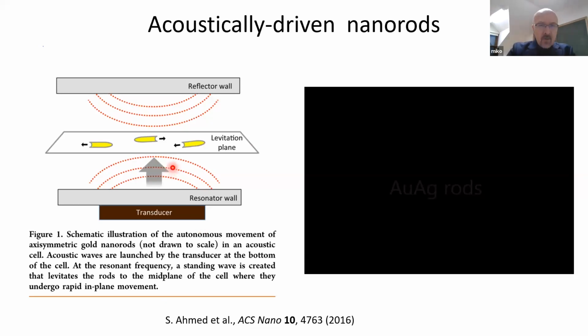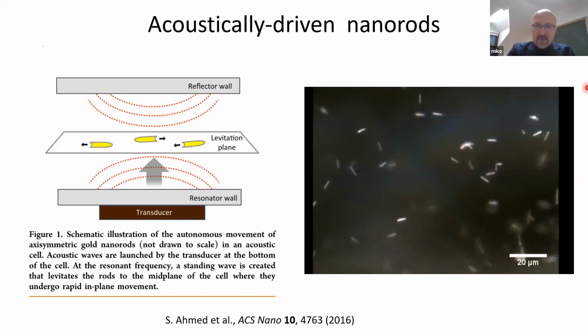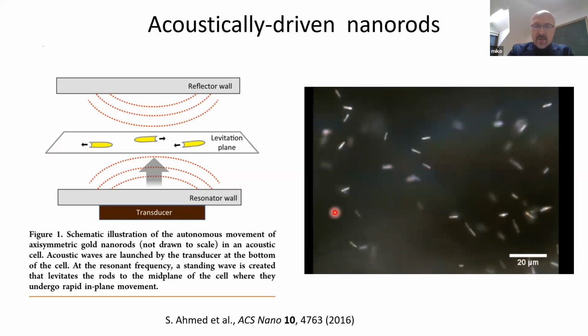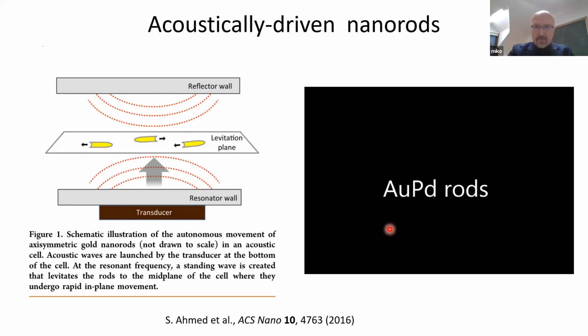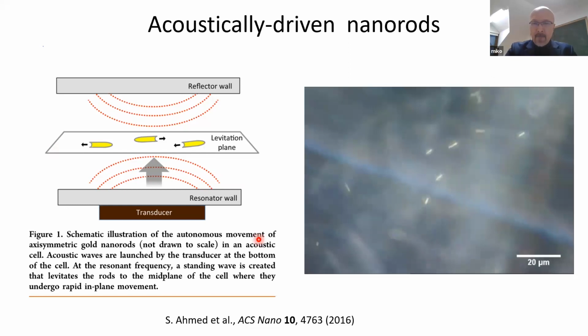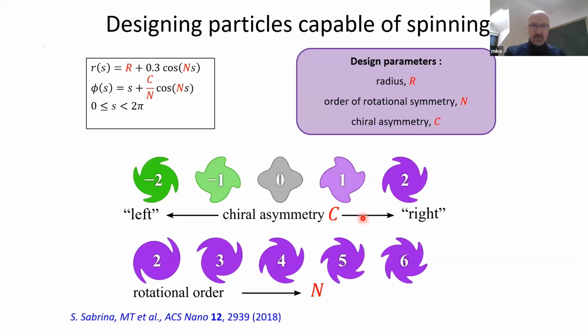Then these nanorods, acted upon by the acoustic pressure, accumulate in the mid-plane, the nodal plane of the standing acoustic wave, and start exhibiting this nice translational motion, as you will see in the next movie. So you see here these nanorods, which are bimetallic and non-symmetric along their axis. They accumulate at the central plane of this acoustic chamber, where the pressure is zero, and they exhibit this translational motion. So our goal was to try to achieve more interesting motion patterns, namely spinning motions.